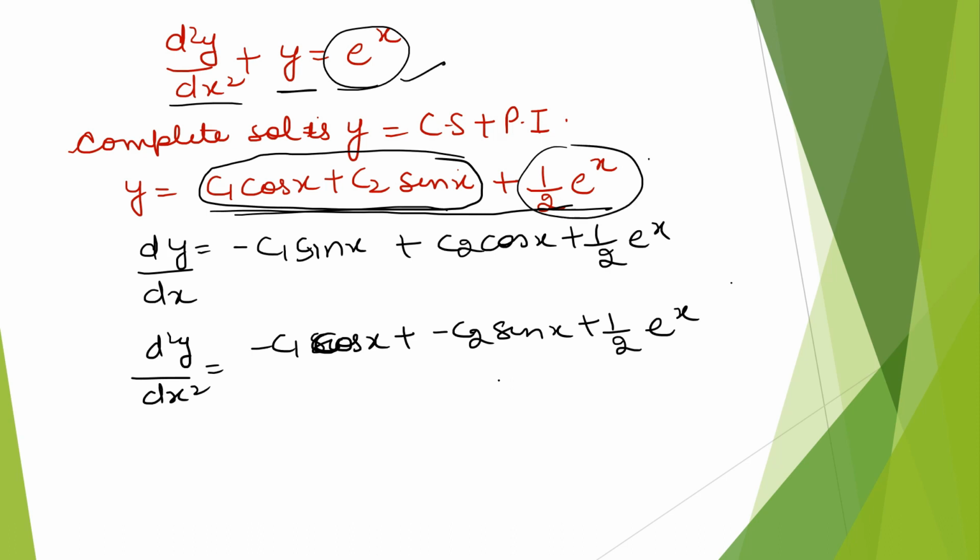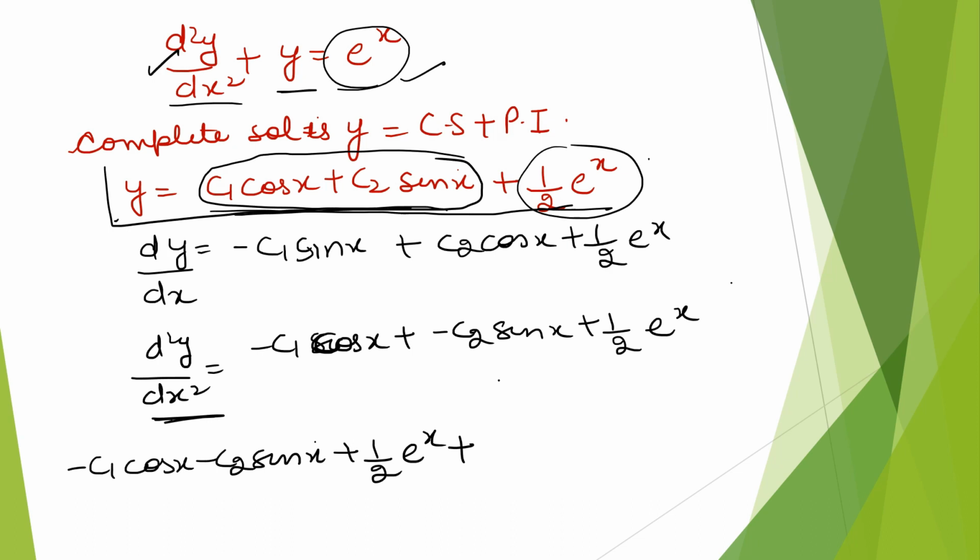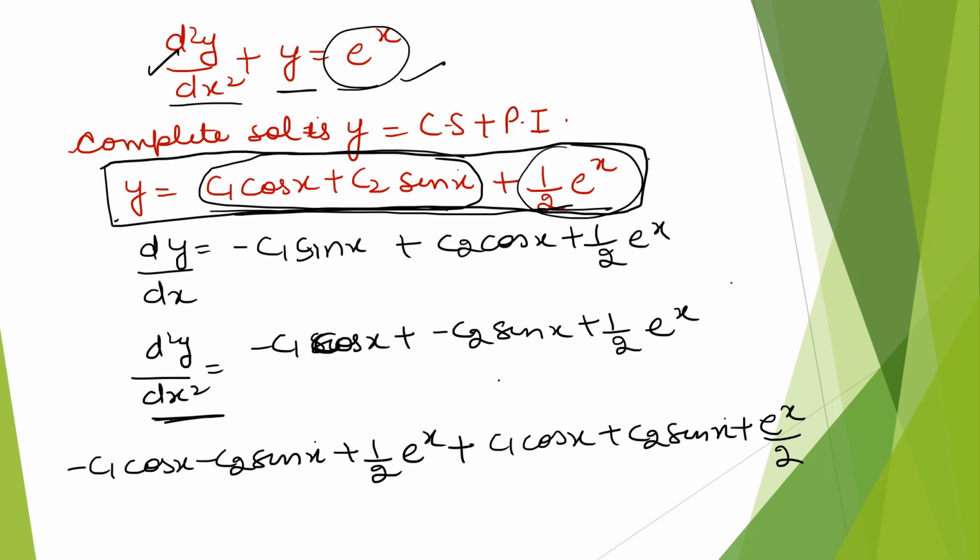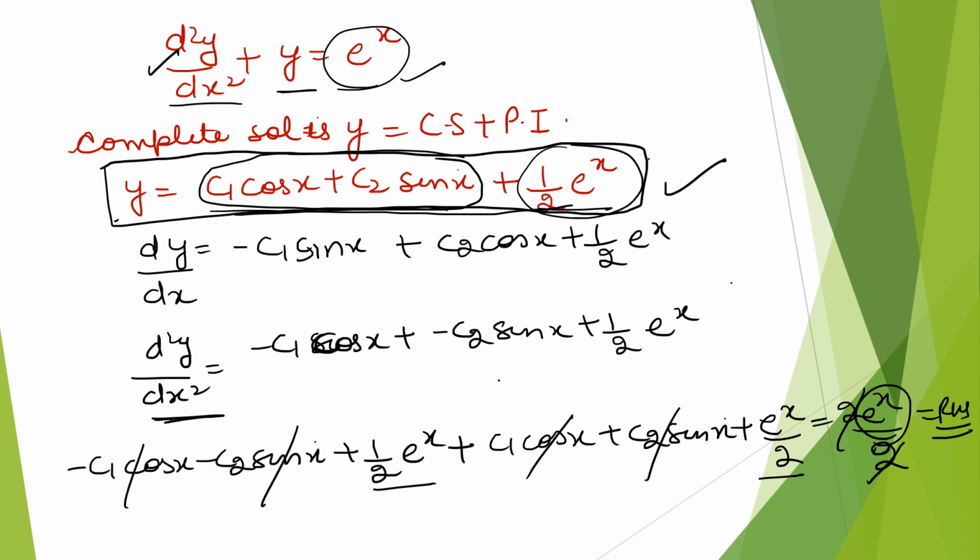So let's check. If I place this value here, what will you get? Minus c1 cos x minus c2 sin x plus 1 by 2 e power x. And what is your y? Y is this complete thing: c1 cos x, c2 sin x, and plus e power x by 2. So this will be cancelled with this, and this will be cancelled with this. If you add this, what will you get? 2 e power x over 2, 2 will cancel, e power x. This is your right hand side. So this is your complete solution which is satisfying your equation.